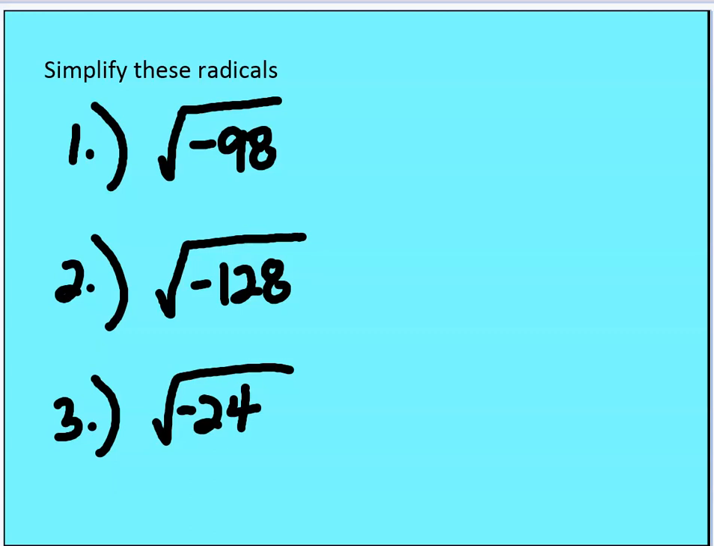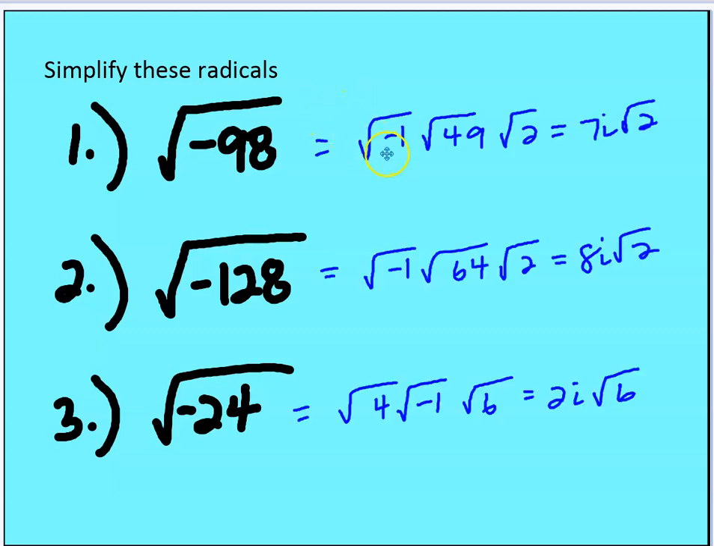Okay, the first one, square root of negative 1, I have a perfect square of 49 times 2, square root of 2 gives me 7i root 2. Second, square root of negative 1, I have a perfect square of 64. Square root of 64 is 8, and then root 2, 8i root 2. Last one, I have square root of negative 1 times a perfect square of 4 times square root of 6 leaves me with 2i root 6. All right, that's how it works.